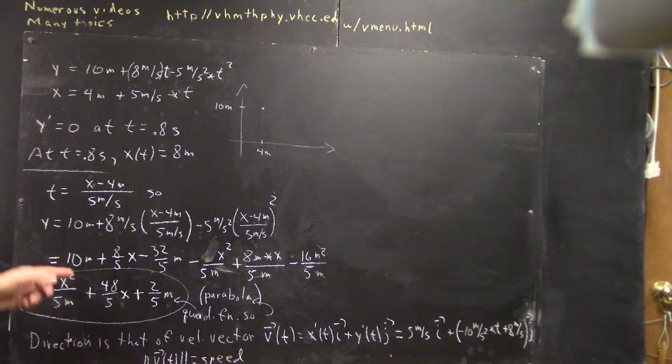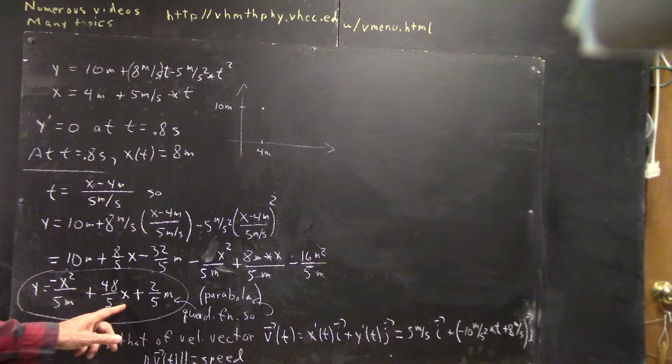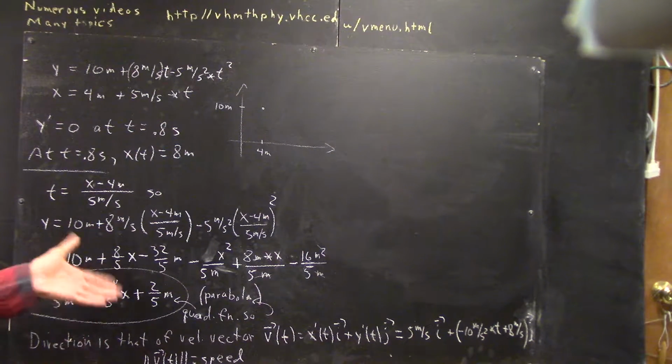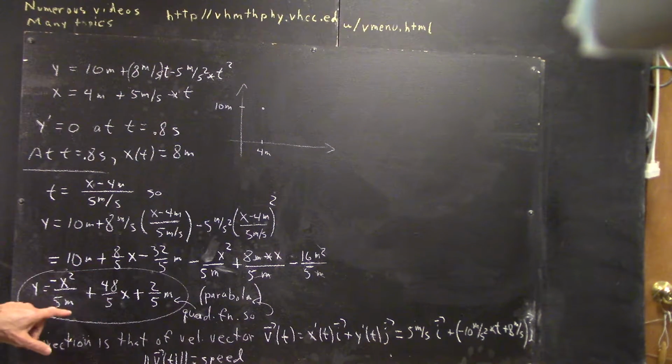Are the units of this term compatible with the units of this term? Yes, they are. This term would give you meters if x is in meters, and this term would give you meters, assuming everything's measured in meters. And 48/5 x, is that in meters? Well, yeah, x is in meters, so 48/5 x is in meters, so that's compatible with the units of this term and this term. All terms have to have the same units.